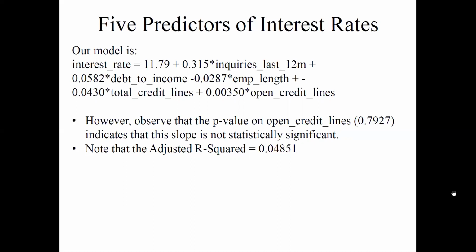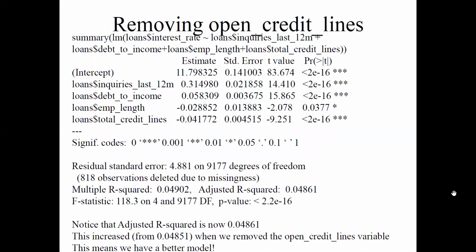What if we prune that one from our model, and instead of having 5 predictors, we only use the first 4? What happens? The model gets better. Look at that. So now all the p-values are at least decent, and the adjusted R squared on this one is 0.04861. It actually went up. We cut out one of our variables, and it got better.